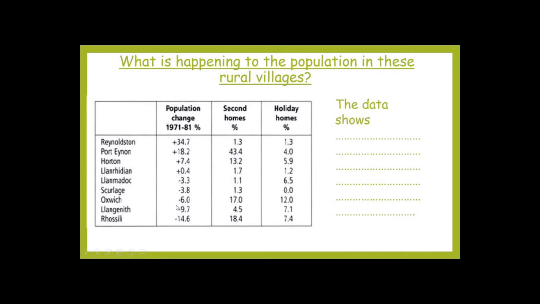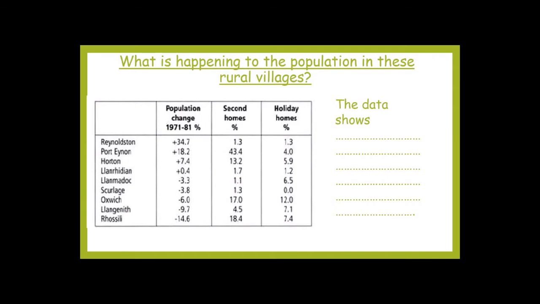If there's a minus sign before it, obviously the number of people in that village has gone down. What is the limitation of this data? Now, a limitation means there's something wrong with it that means it might not be truthful, or it might not be reliable, or it might not be accurate. It's quite common that they like to ask you this in the exam now.